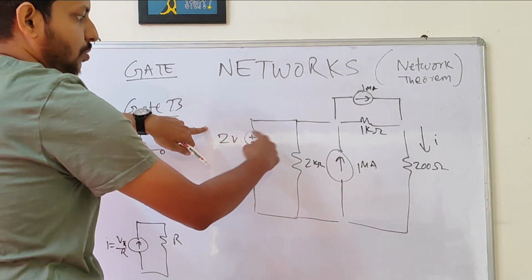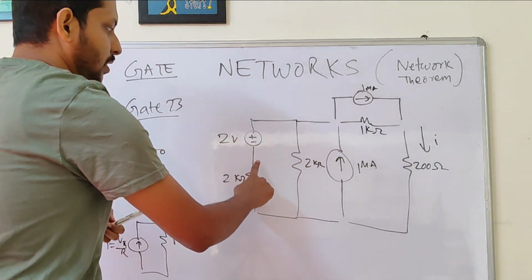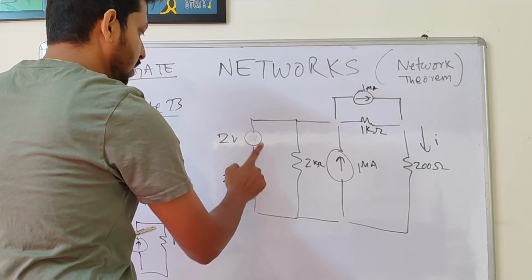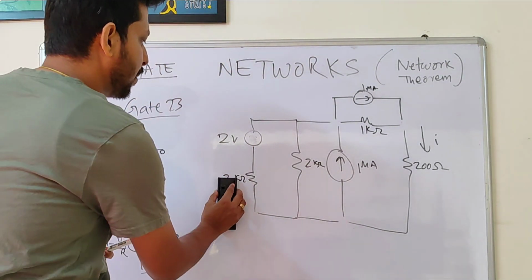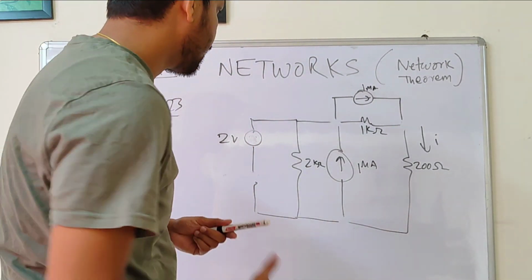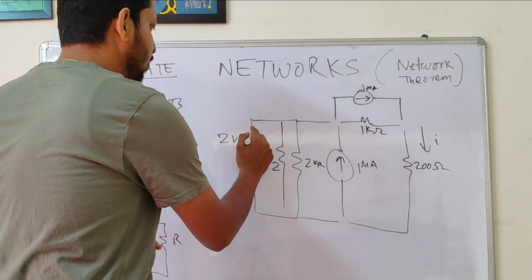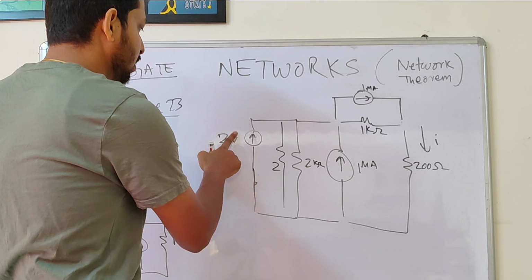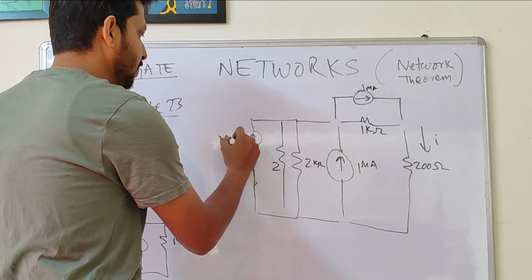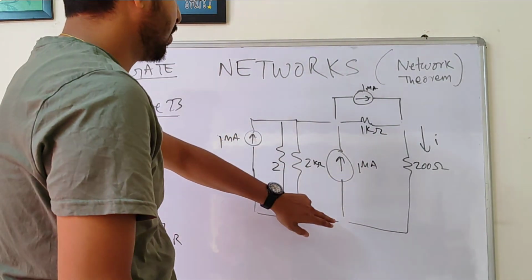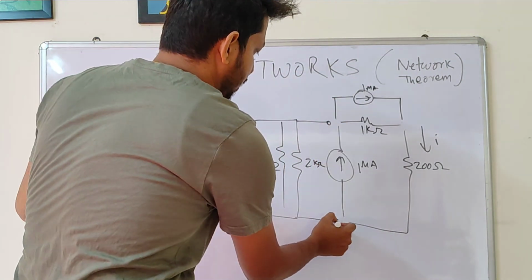First of all, let's convert this to this form. If you convert this to this form, the resistance in series will come in parallel. So it will be like this, and this will now become a current source. 2 by 2 will now become 1 milliampere. Now you see how much we have simplified this part of the circuit.